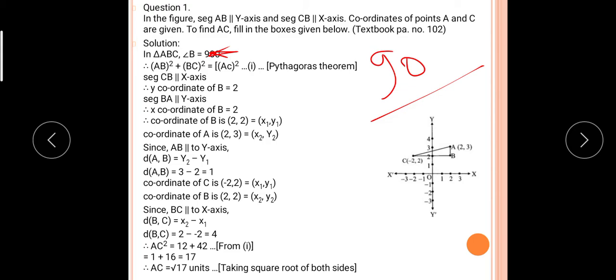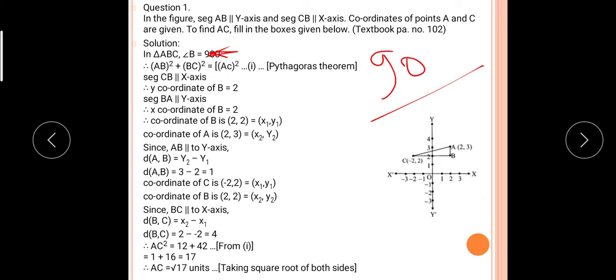All of you know that angle B is equal to 90 degree, because AB is parallel to the y-axis and CB is parallel to the x-axis. So whatever angle forms here, it is 90. Therefore in triangle ABC, angle B is equal to 90 degree. By the Pythagoras theorem, we can write that AC square is equal to AB square plus BC square.